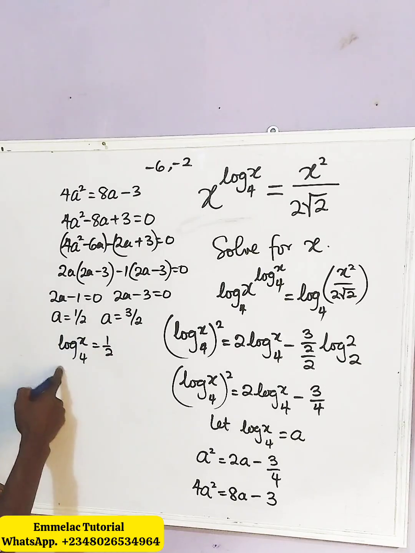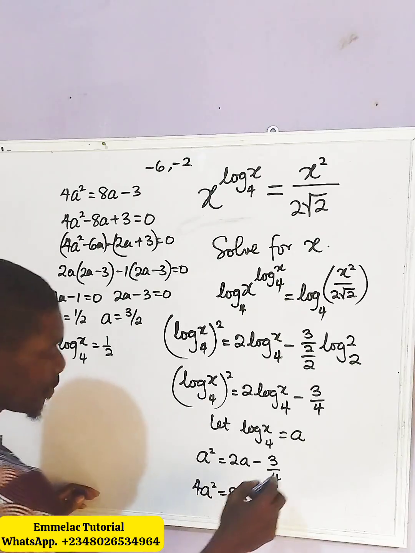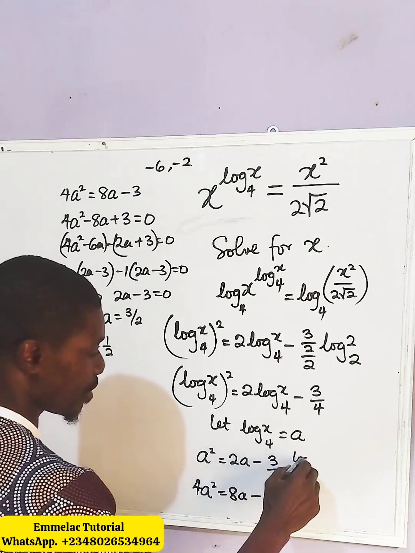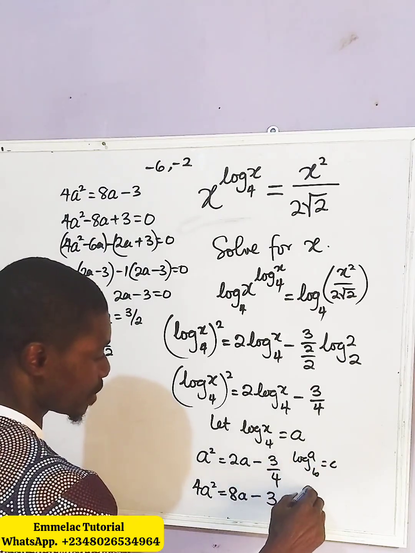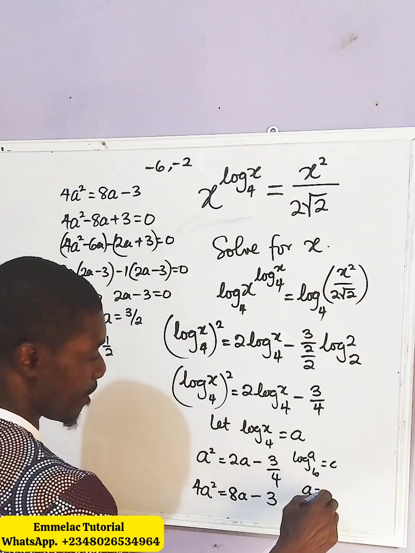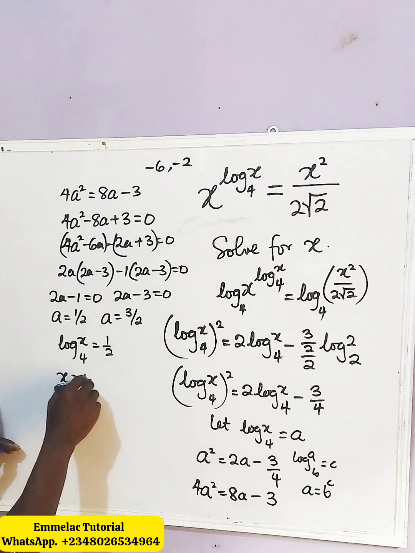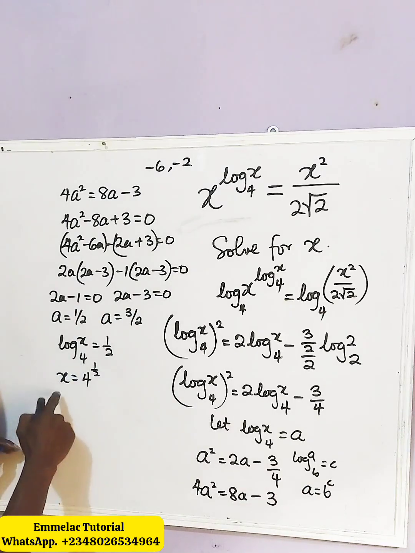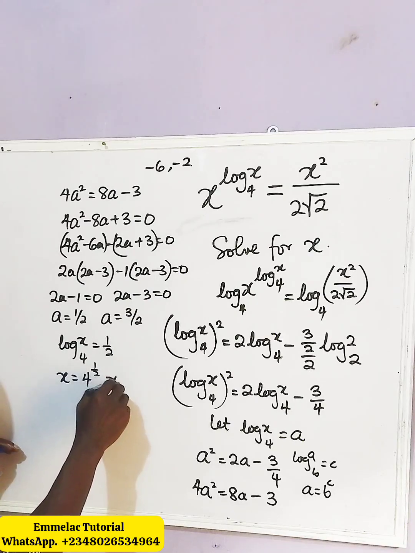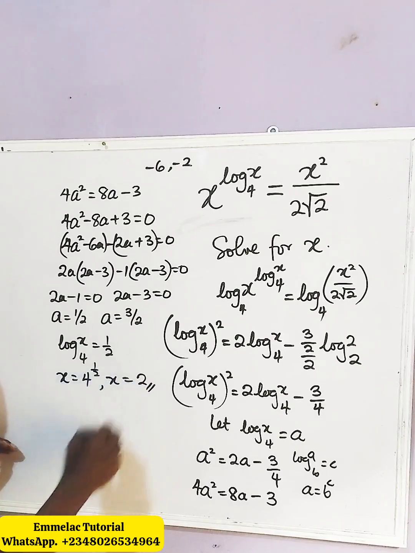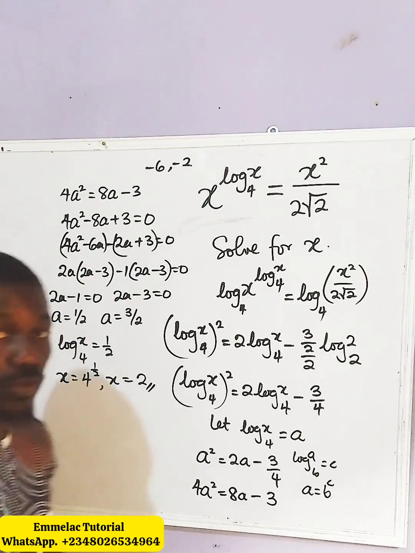So for this particular part, you can now say that log x base 4 equals 1 over 2. Transforming this into an exponent: when you have log a base b equals c, this will give us a equals b raised to the power of c. So at this point, x equals 4 raised to the power of 1 over 2, and this gives us x equals 2. Now that is for a equals 1 over 2.